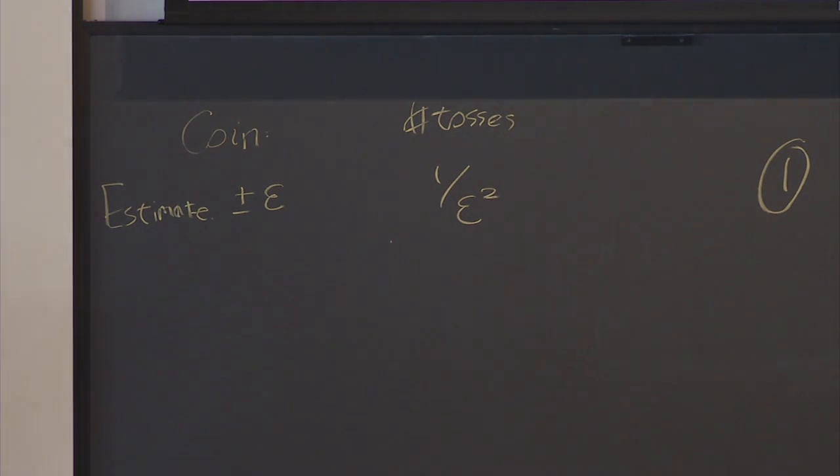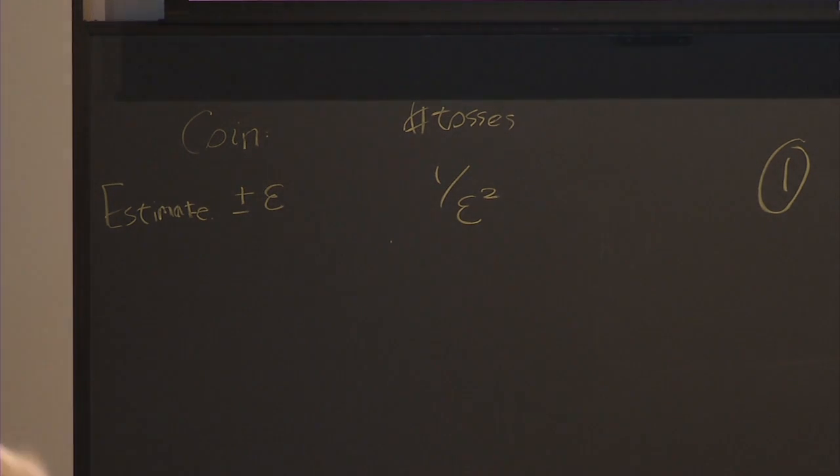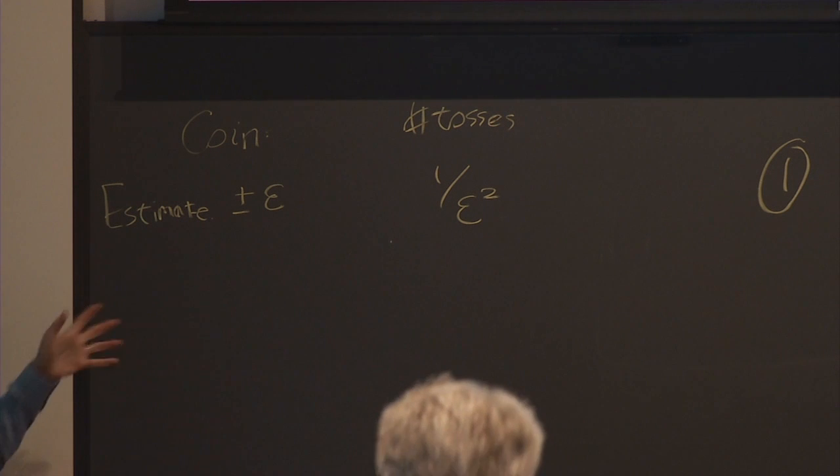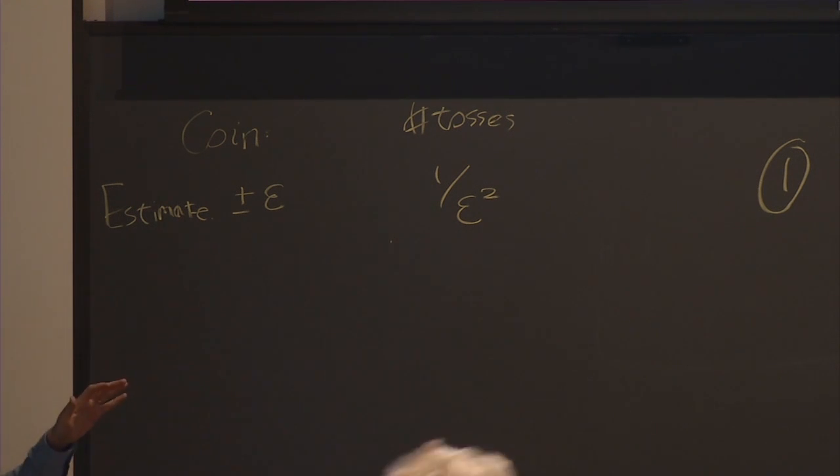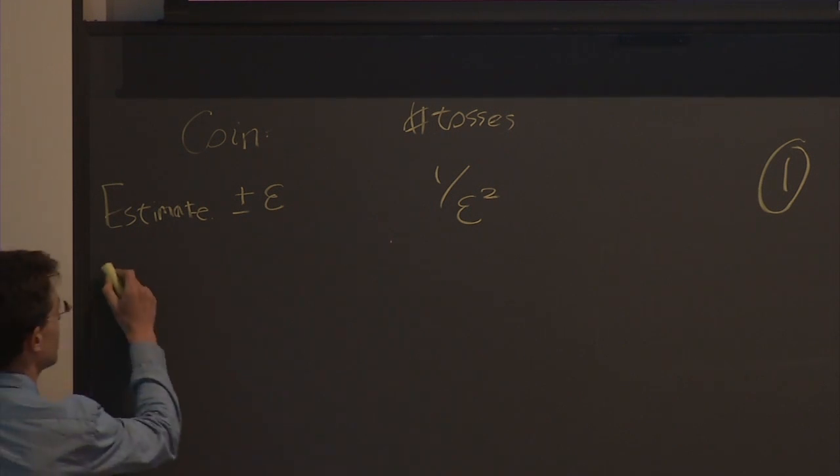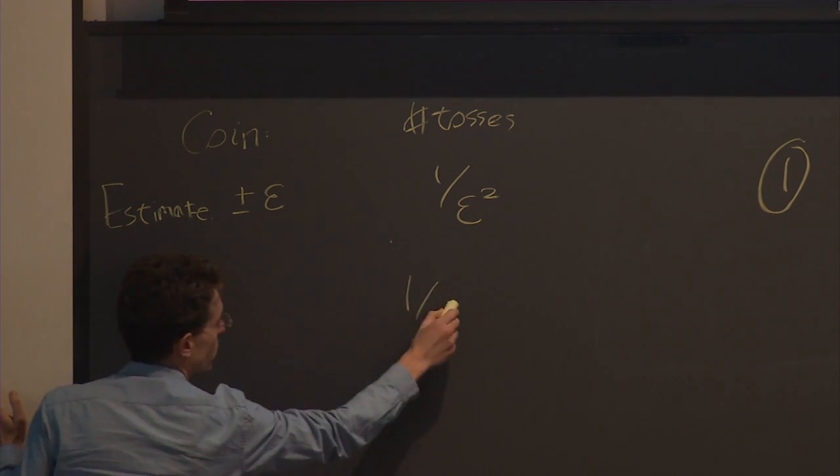So 1 over epsilon squared tosses are needed to estimate to within plus or minus epsilon. That's something we all know. One more fact that we also need is less trivial, though also not very difficult. Imagine you have a coin and you don't want to estimate to within epsilon, but you know the probability of heads is close to epsilon, between 0 and 2 epsilon. How many tosses do you need then? 1 over epsilon. So this is the second case.